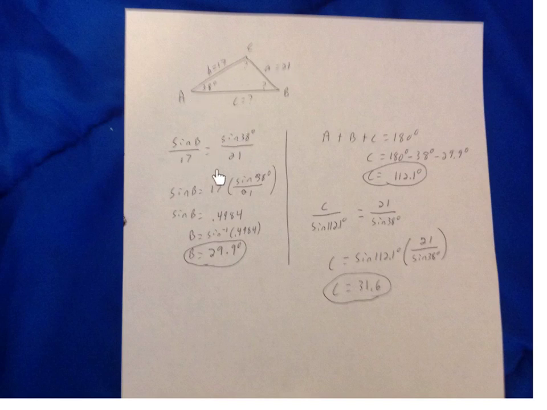I'll multiply each side by 17. Put it in a calculator, I get 0.4984. And I take the inverse sine of it, and I get around 29.9 degrees. That's for angle B here.